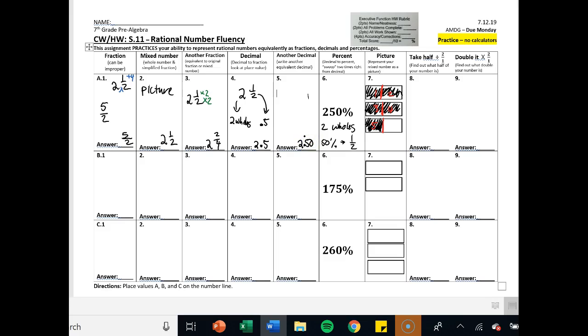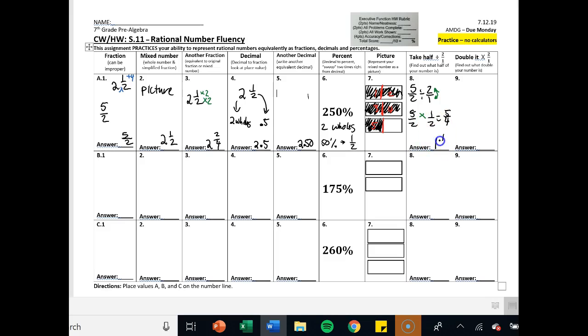For taking half, I think it would be probably pretty easy just to take half of 5 over 2. So I'll just take 5 over 2 divided by 2 over 1. Remember, you're going to flip the second fraction and change it to multiplication. So we got 5 over 2 times 1 over 2. That gives you 5 over 4. Remember, I do not accept any improper fractions, so you got to change that to a mixed number.